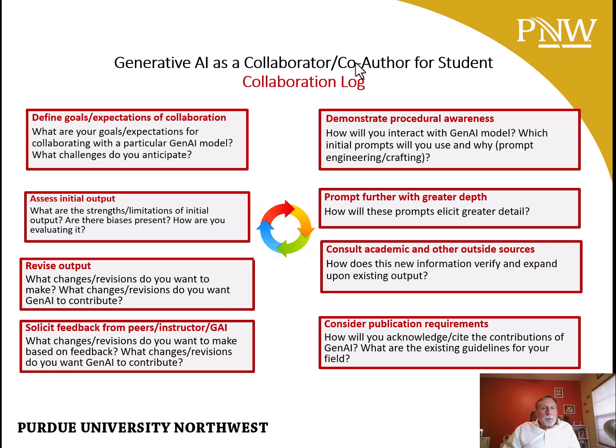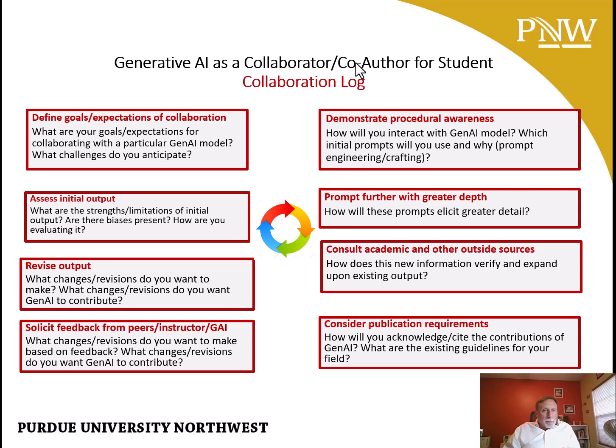After that, they have to assess what I call the output. I'm not calling it content yet because to me it's still output. So they've got some feedback, some output from the generative AI model. What are the strengths, limitations of it? Are there biases present? And again, they can identify those because we've had those earlier conversations about biases. Then again, they move back in and prompt with further detail. So they're doing it all over again.